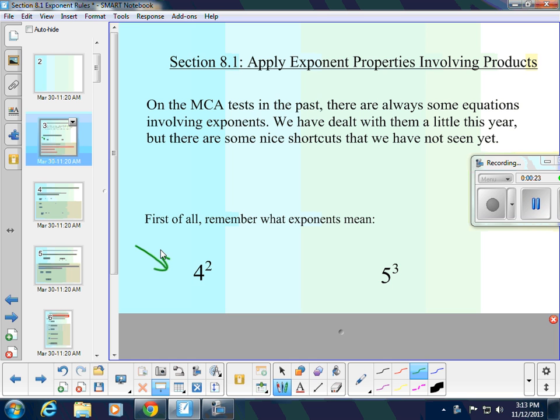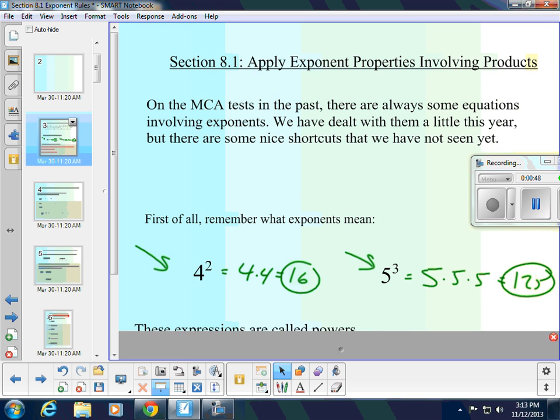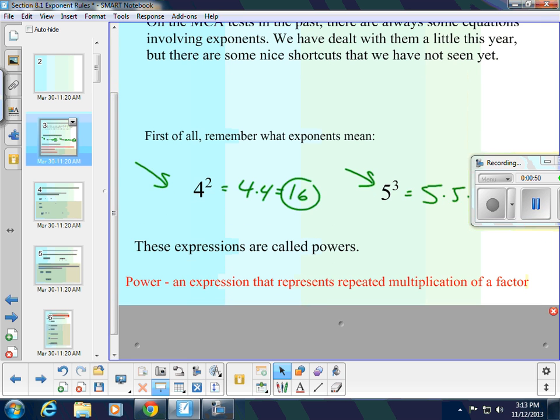Expressions like these, in this case, one way we could say that is 4 squared. If we're going to evaluate that, remember this means 4 times 4, which in this case would be 16. This one over here, 5 to the third power is how we would say that. If I was going to write that as a product, it's 5 times 5 times 5, which is 125. So we've dealt with powers before. That's nothing new. This is just a little bit of review on what powers are.